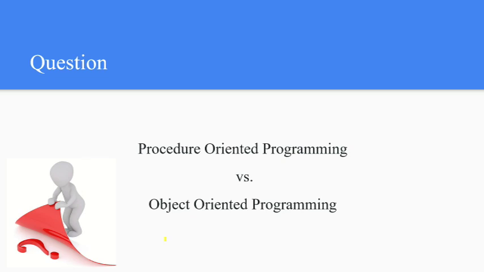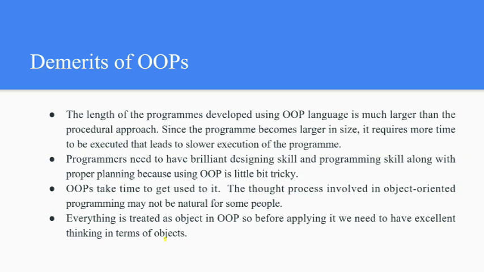Okay, procedural versus object-oriented. The merits of object-oriented programming. The length of a program developed in object-oriented style is much larger than with the procedural approach. Why? Because we are making classes as well, and in procedural, you can just directly write 2 lines of code. Since the program becomes larger in size, it requires more time to be executed and leads to slower execution of the program. So this makes sense, right? It makes a program simpler and easy to modify, but it also makes it larger and slower.